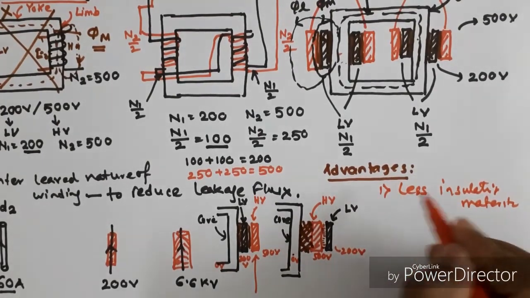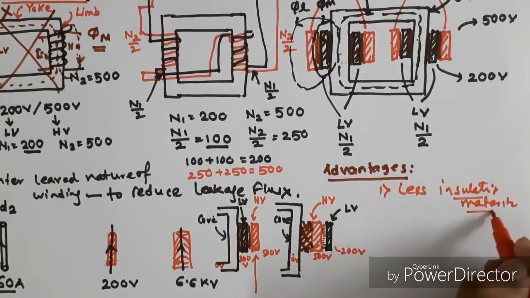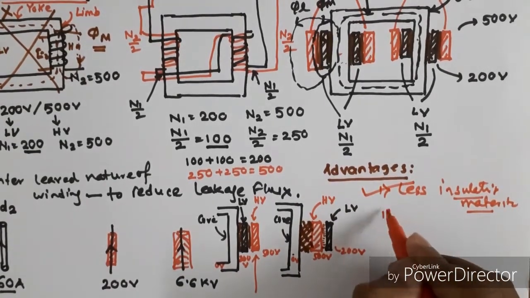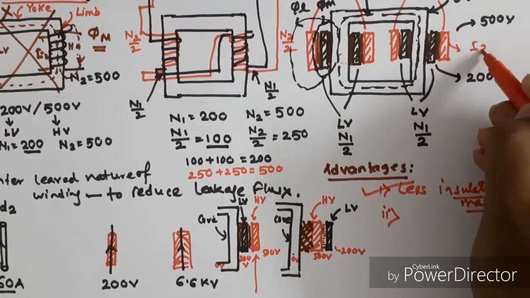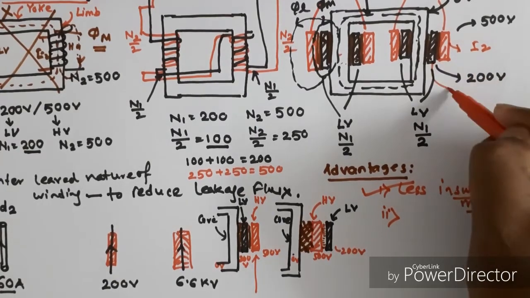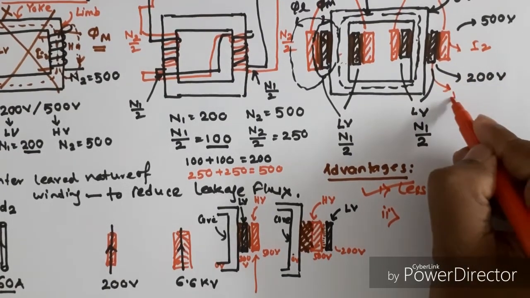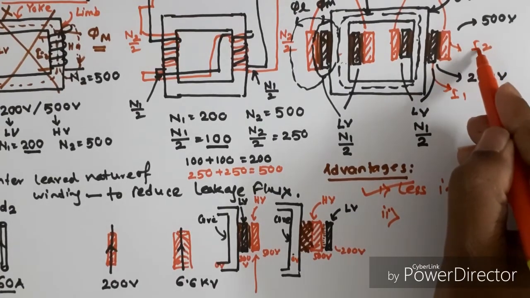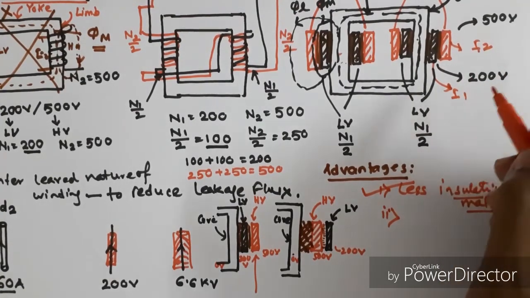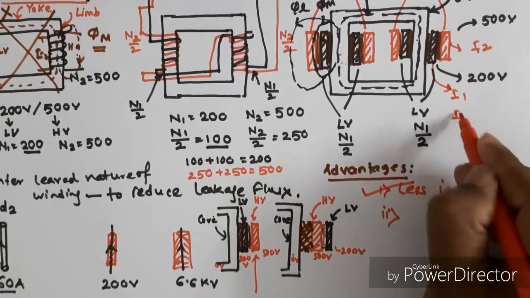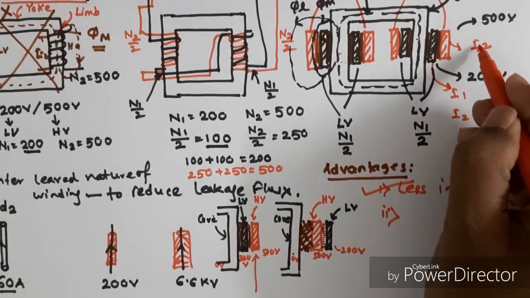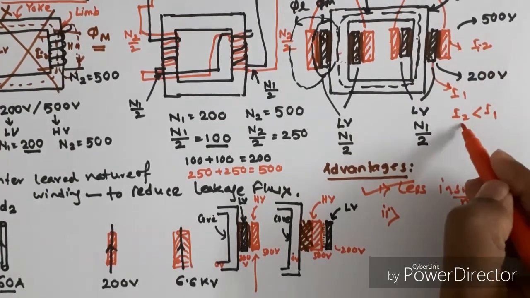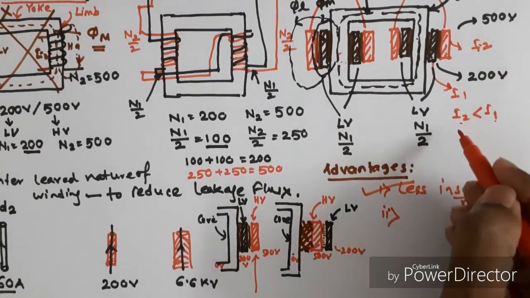Advantages: number 1, it requires less insulating material. Number 2, the high voltage winding has the current I2 and the low voltage winding current is I1. Suppose this is I2, this is I1. Now here I2 will be less than I1, since here the voltage is more, so the current will be less.